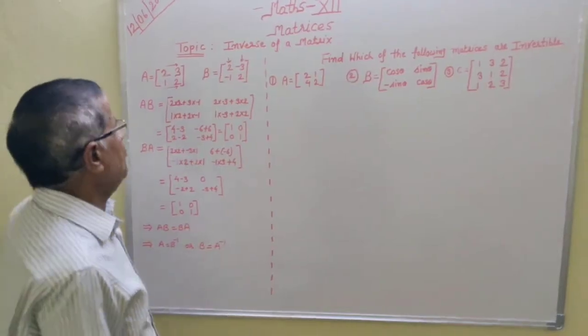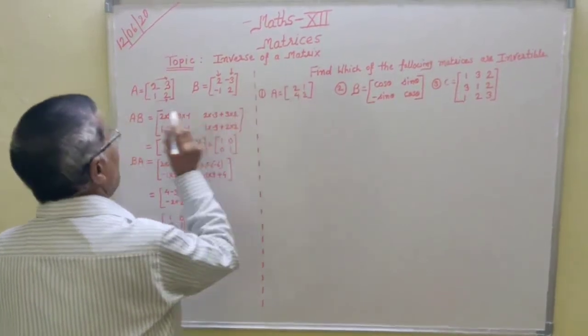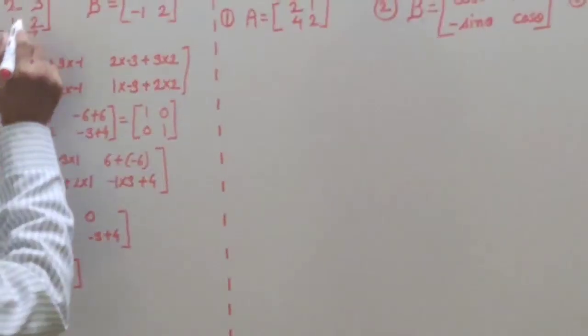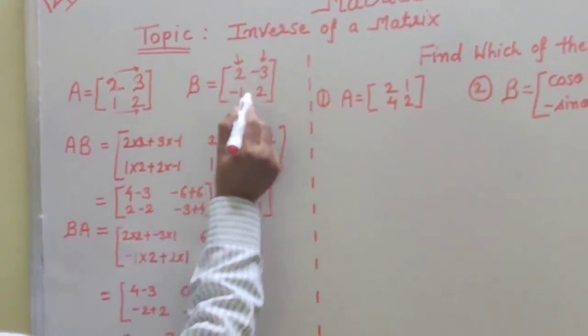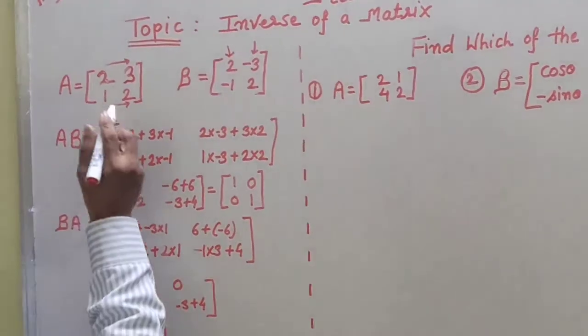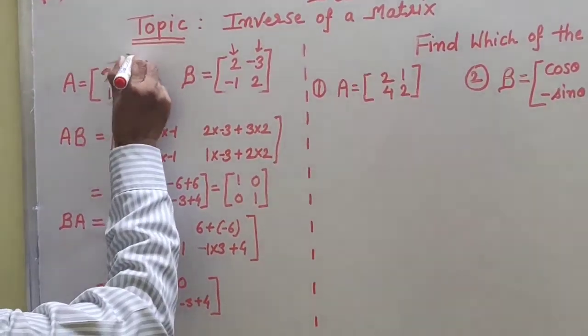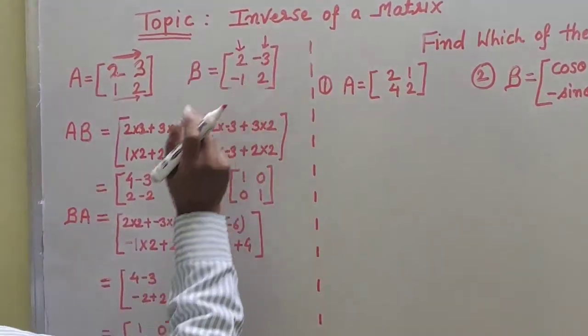Students, today we are going to another topic, that is inverse of matrix. For this, A is given as [2, 3; 1, 2] and B is given as [2, -3; -1, 2]. Now I will first find out A into B. You already know how to multiply. First I will take this R1 and multiply this by column.